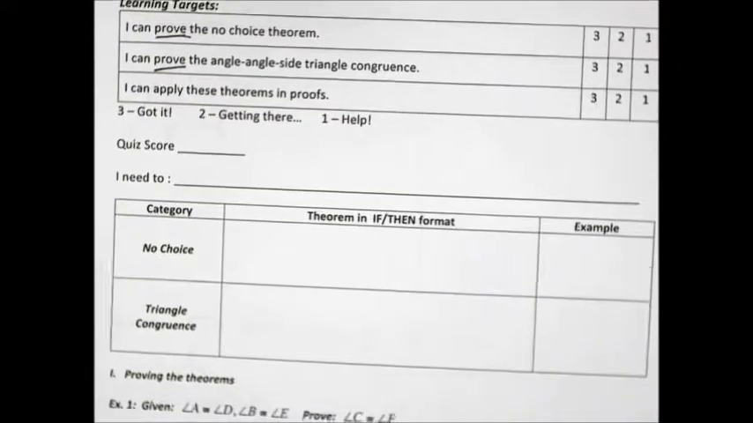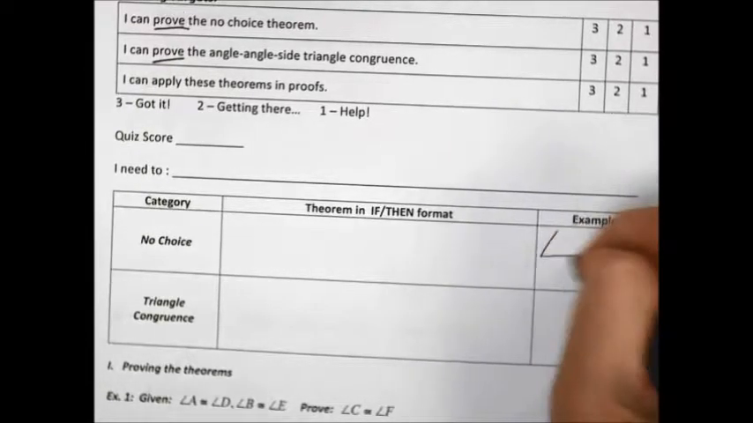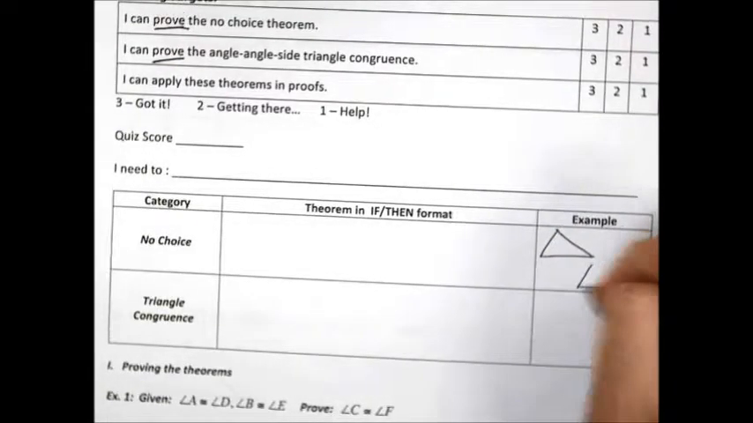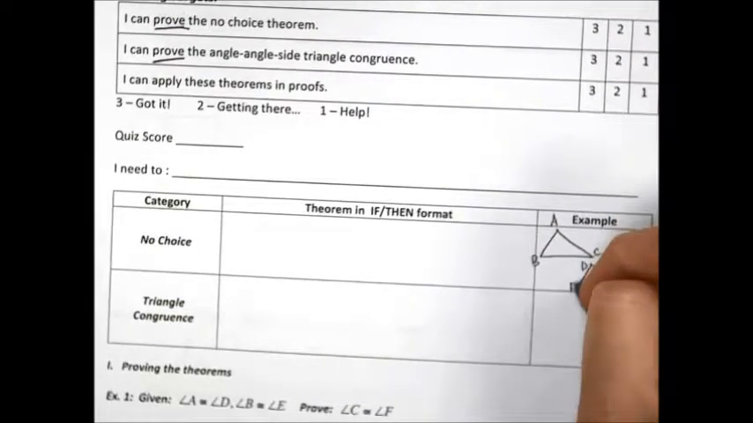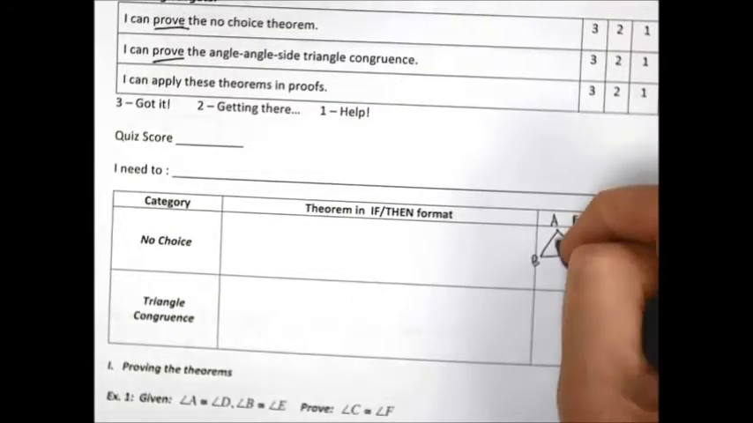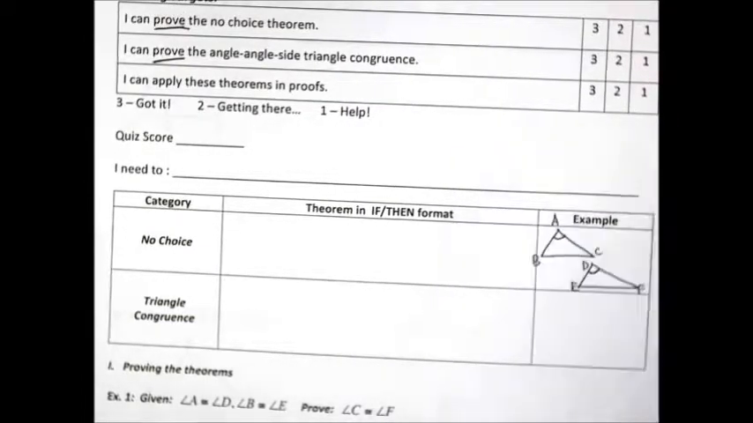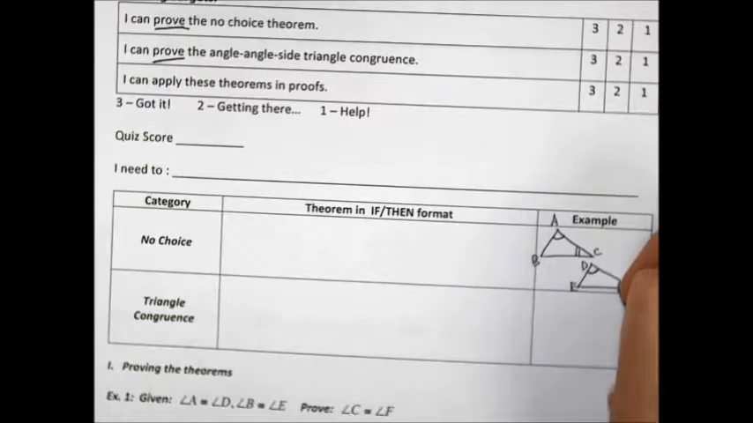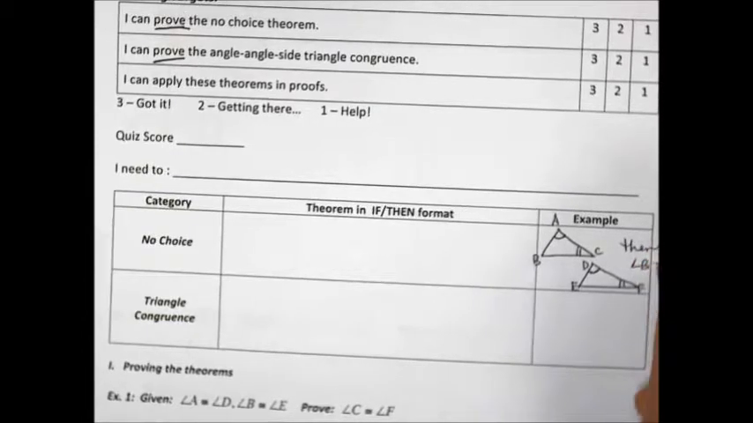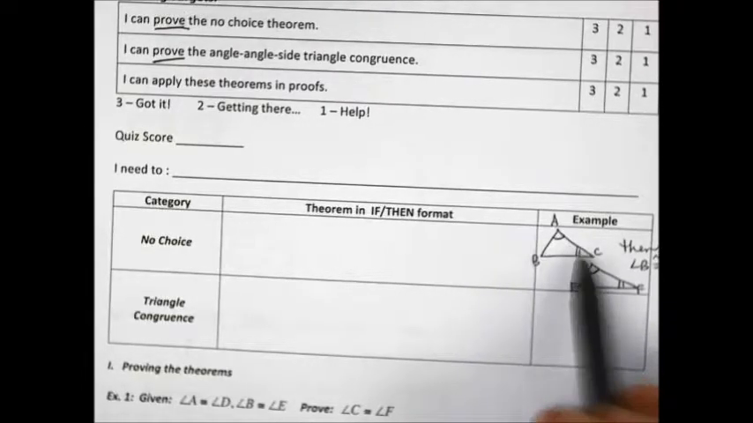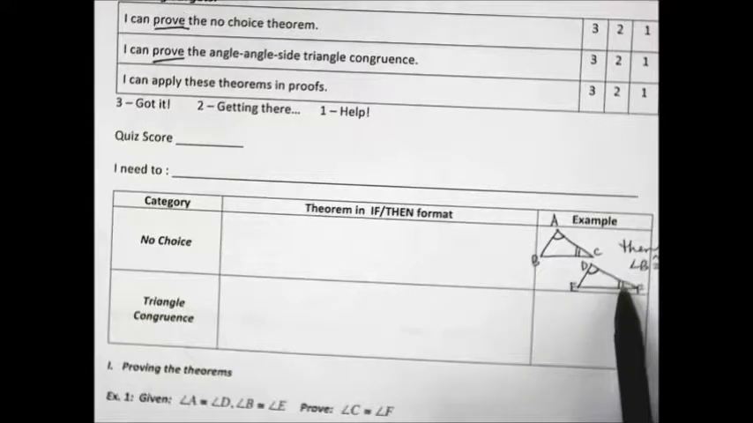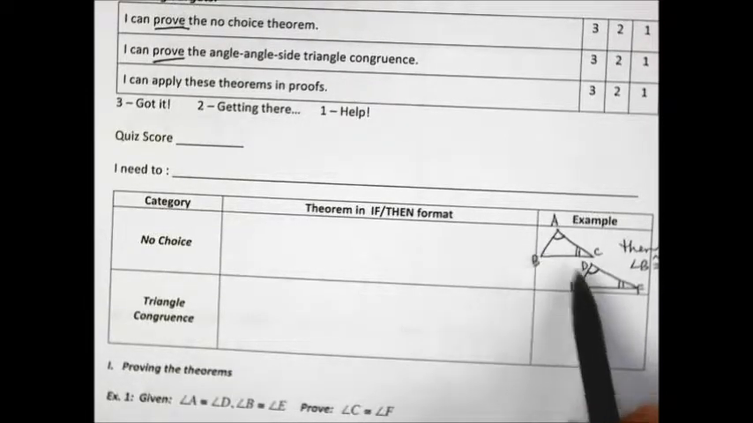Okay, so the no choice theorem basically says this. Draw yourself two triangles. Let's label this one ABC and this one DEF. And the no choice theorem says that if you have one pair of angles that match and two pair of angles that match, then by the no choice theorem, the third set of angles must match. So it's not a triangle congruence, it just tells you that if you have two angles in one triangle that match two angles in another triangle, by no choice, the third angles have to match.